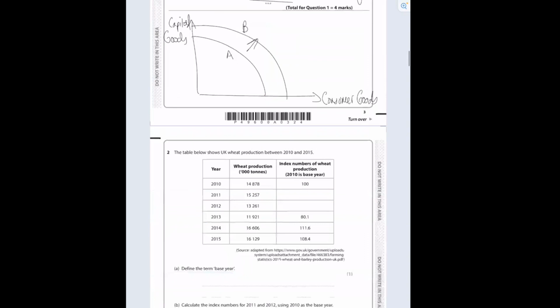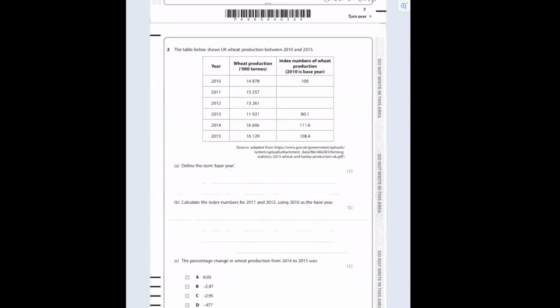All right. The table below shows the UK wheat production between 2010 and 2015, wheat production in thousands of tons, and then they've put the index numbers of wheat production. 2010 is base year. We know 2010 is the base year because it's 100. 100 is typically the base year. So to find the term base year, this can be quite a simple definition.